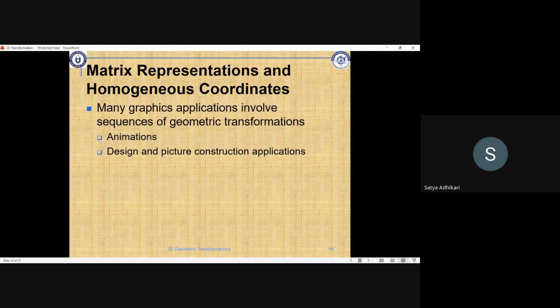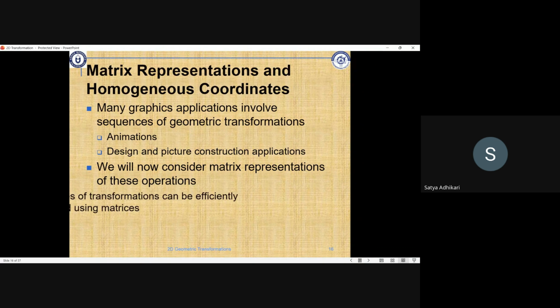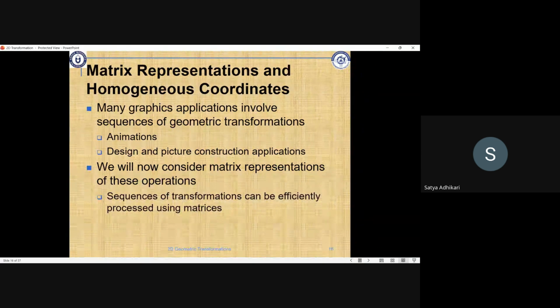Design and picture construction applications. So we will now consider the matrix representation of these operations. The sequence of transformations may be efficiently processed using matrices. If you work with matrices, your composite transformation will be easier, easy to calculate and easy to represent. In the previous section, we used a scaling matrix, rotation matrix, and translation matrix. That is the matrix representation.